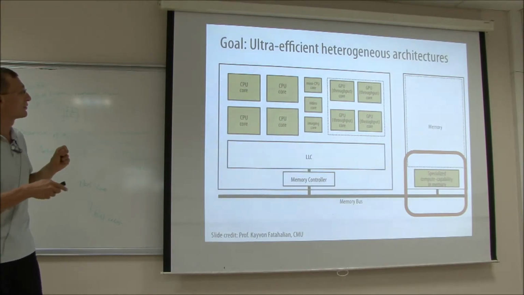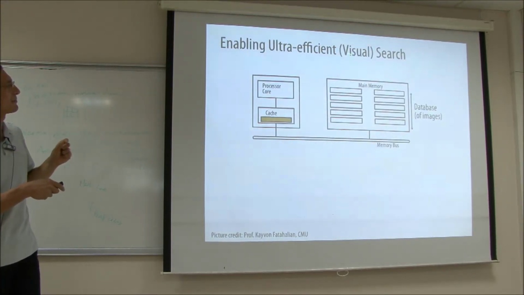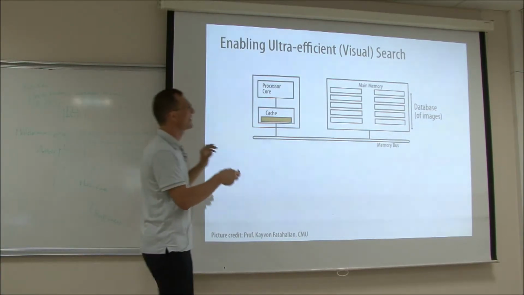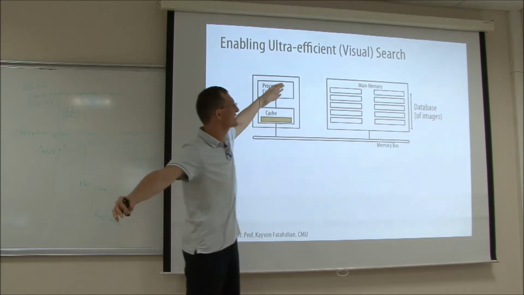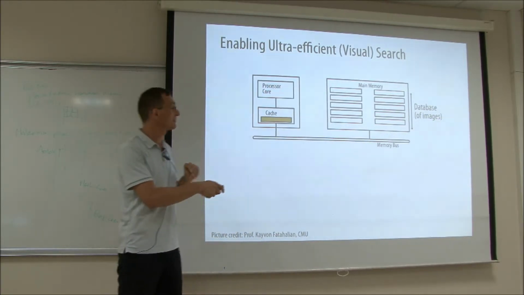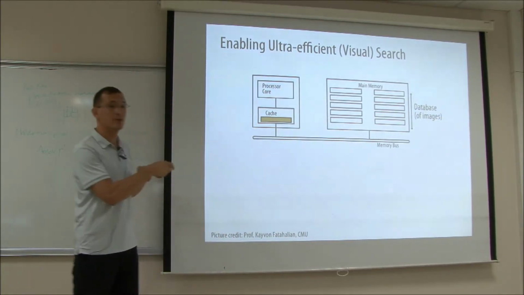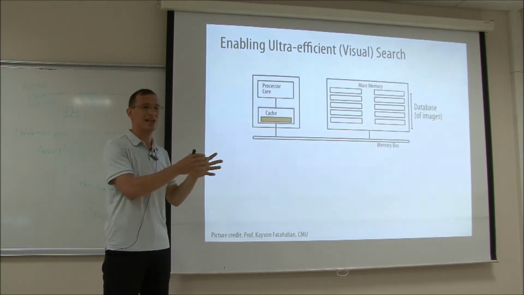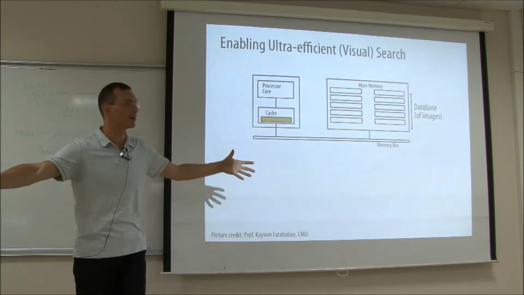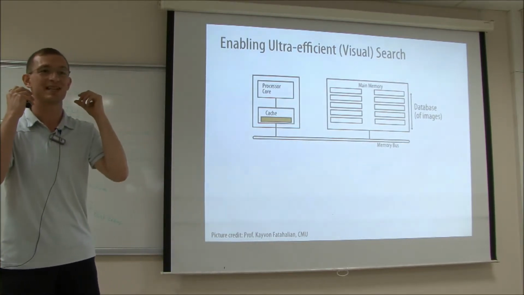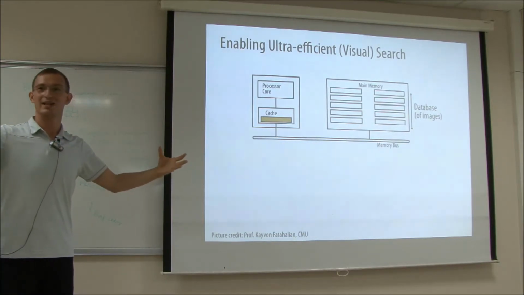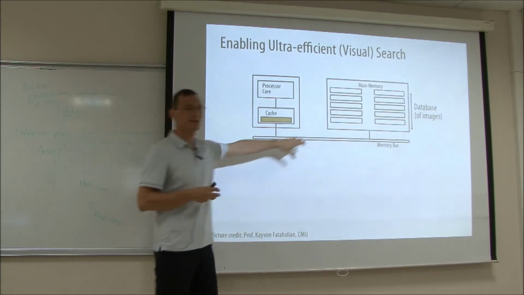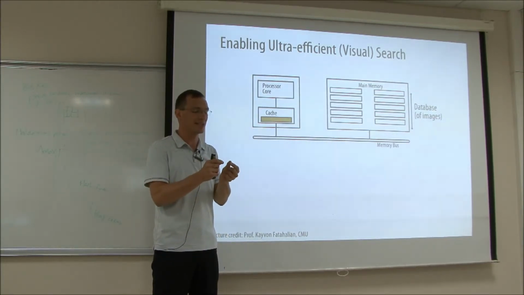So we're looking at enabling something called ultra-efficient visual search. So it doesn't have to be visual, that's why it's in parentheses. But let's say you have very large capacity memory and you have a database of something, for example, images, and you actually want to do a search. This is a tough problem today because you can have an image, and if you want to figure out what in your experience that image looks like, you need to do an expensive search.